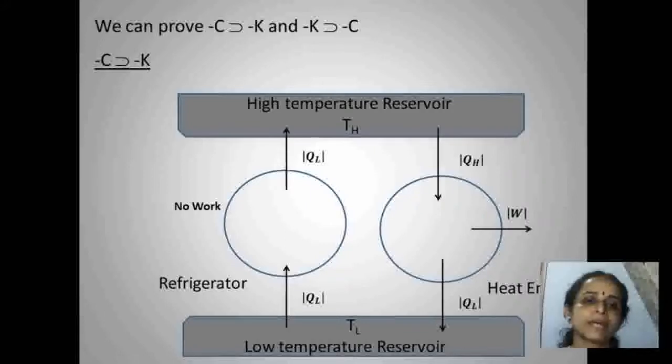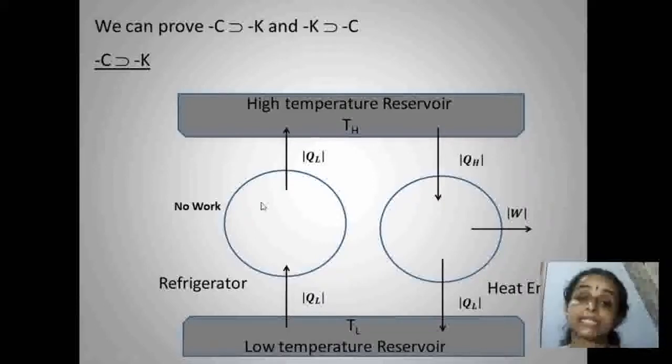So what is minus C? It is the falsity of Clausius statement. So we first consider the Clausius statement as a false statement. That means we are taking a refrigerator that is not working in accordance with the Clausius statement. We are considering a refrigerator that is working against the Clausius statement. That is minus C.